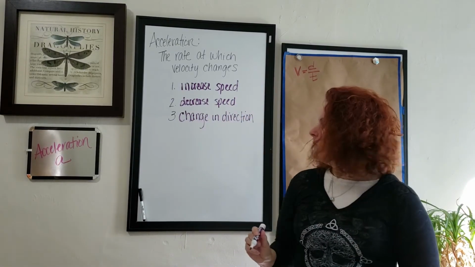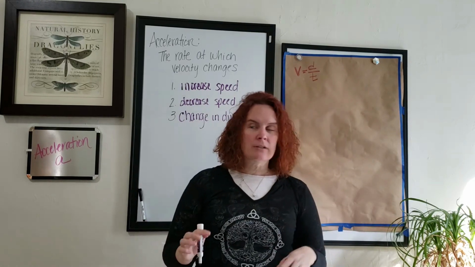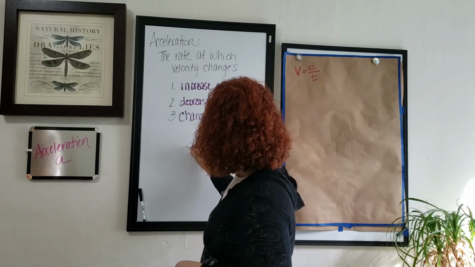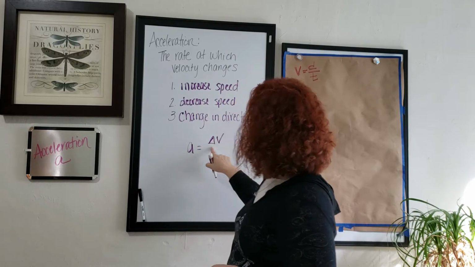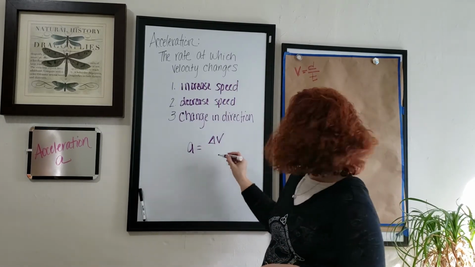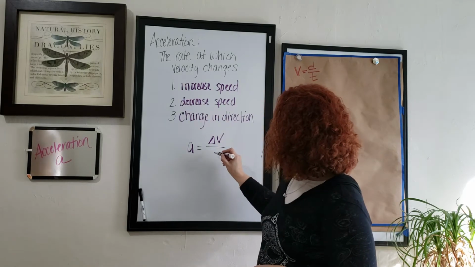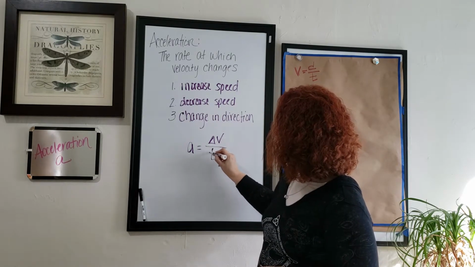So when we do our equation for acceleration, we have our delta V, so that's our change in velocity.